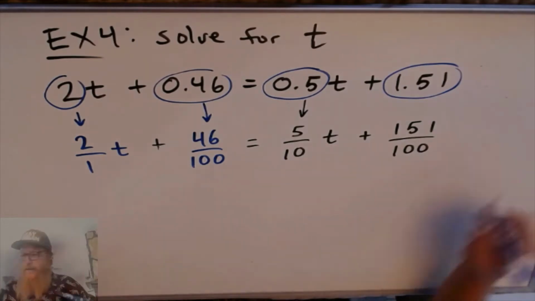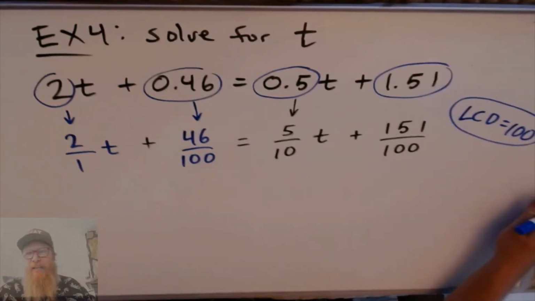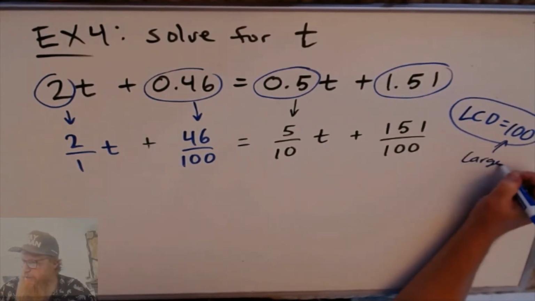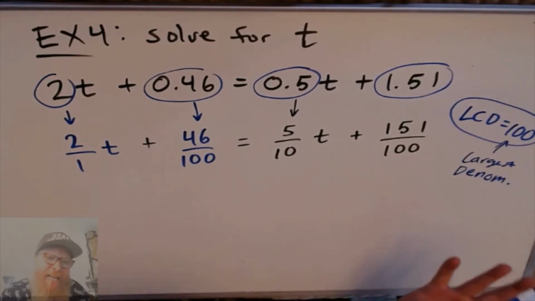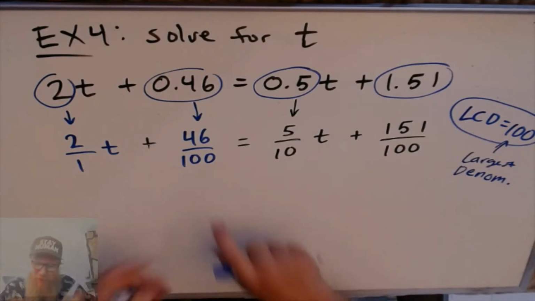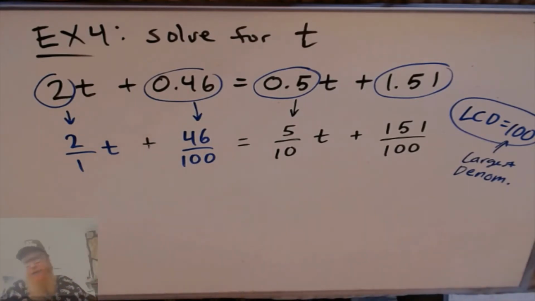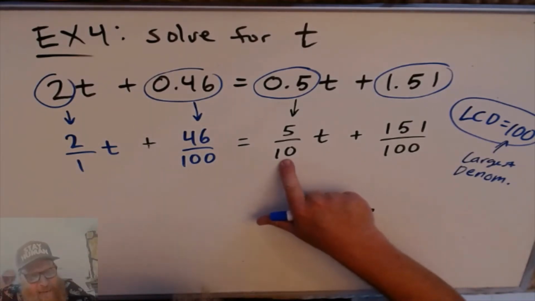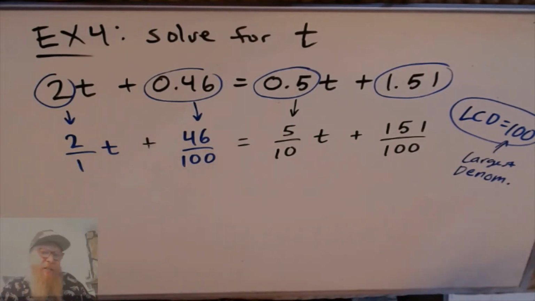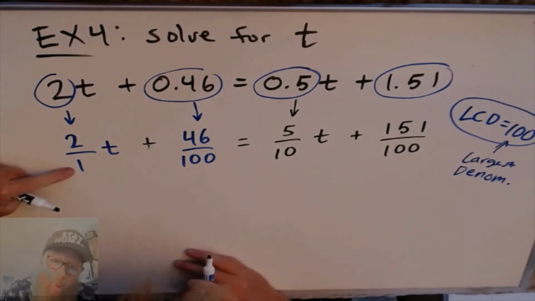So the LCD with decimals is very easy. It's always the largest denominator. That's why people like decimals. Because with decimals, whichever denominator is the largest, that's automatically the LCD. It's typically either 100 or sometimes 1,000. Very rarely it will be 10. But if 10 happens to be the largest denominator in that problem, well then the LCD would be 10. It's rarely ever 1.